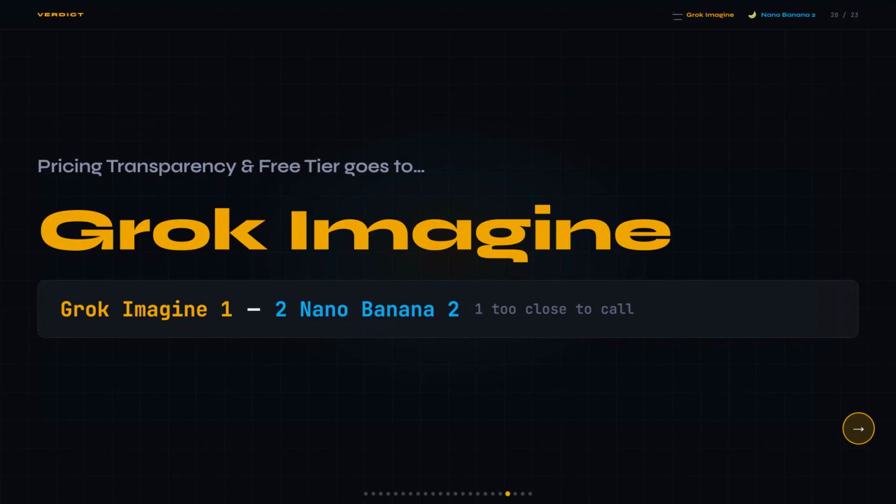Grok Imagine takes test 4 on cost. And I'll be honest, I was expecting pricing to be murky on both sides, but the 4 times per image gap is hard to ignore even with the source caveat. Verify that 2 cents figure directly with XAI before you commit. Final scoreboard, Grok Imagine 1, Nano Banana 2 2, 1 tied.